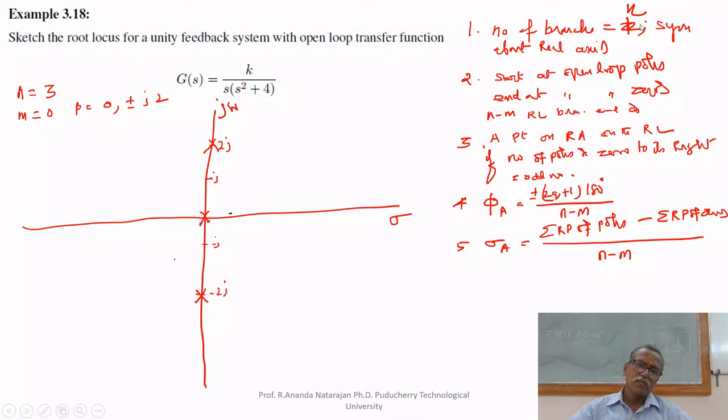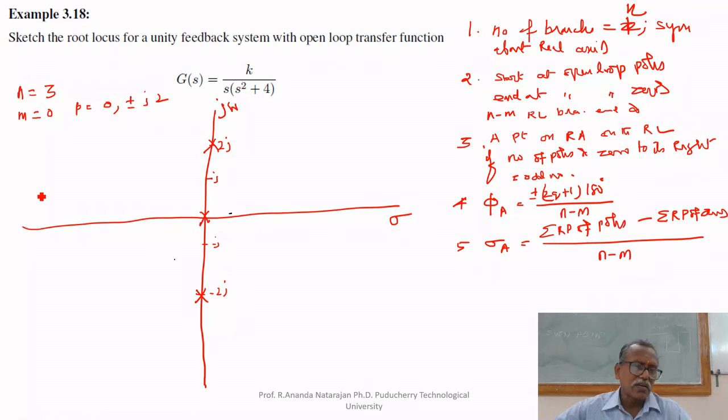The root locus branches start at open loop poles and end at open loop zeros. No zeros, that's why all the root locus branches, all 3, will end at infinity. A point on the real axis is on the root locus if the number of poles and zeros to its right is an odd number.